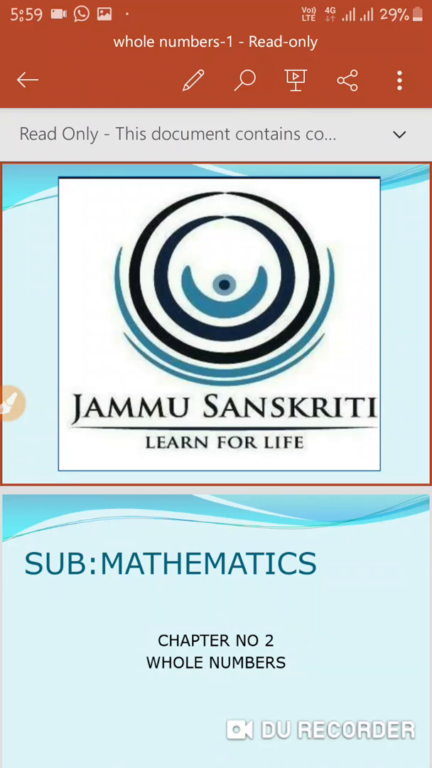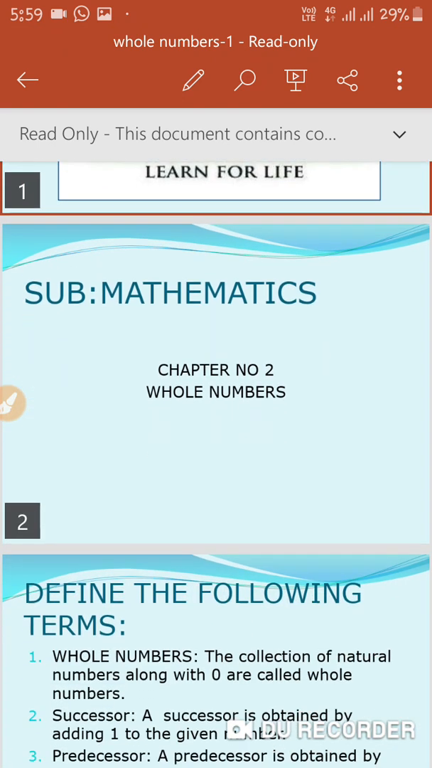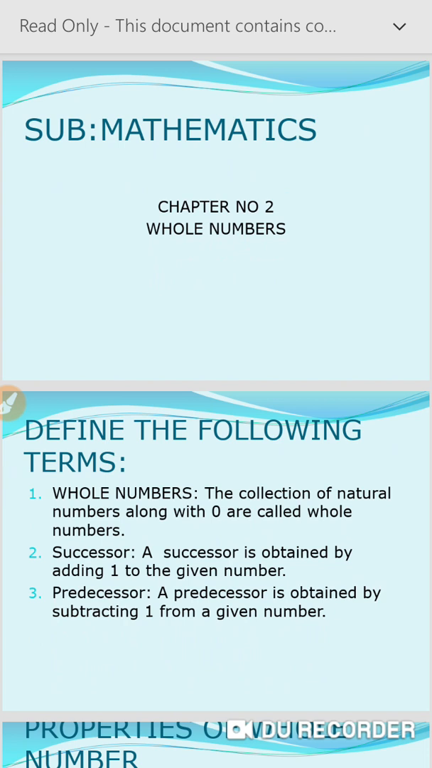Hello kids, we'll start with your next chapter, that is chapter number 2, that is whole numbers. Okay class, we have already discussed natural numbers in your first chapter. In natural numbers we have seen that there is no predecessor of 1. How do you get the predecessor? You get the predecessor by subtracting 1 from a given number.